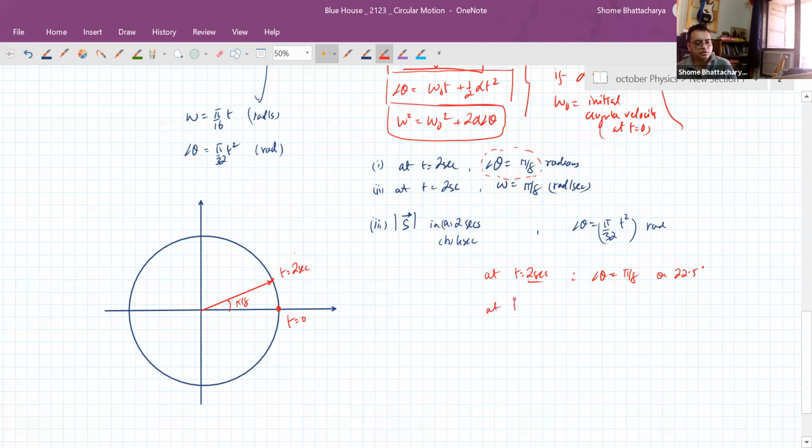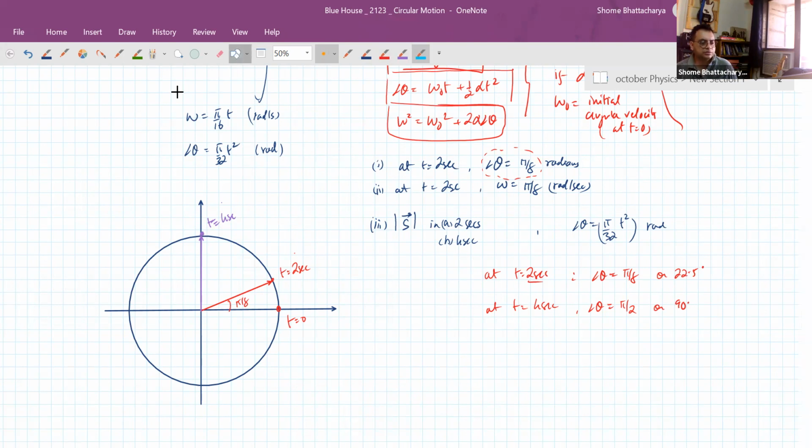And at t equal to 4 seconds, the angular displacement would be pi by 2 or 90 degrees. So the second one is quite easy. The first one, you'll have to actually use a calculator to find. So this is where it is at t equal to 4 seconds. So the first one's answer is basically this now.